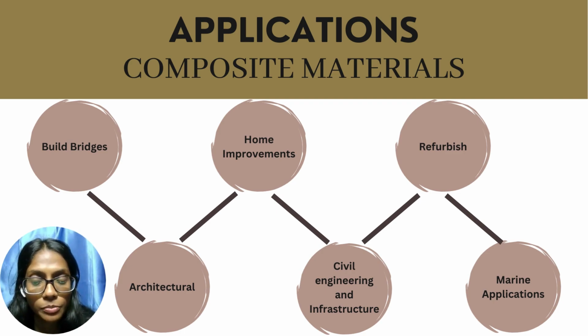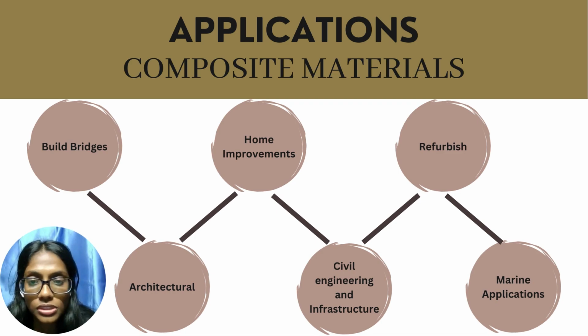Besides, refurbishment is another use for composite materials. They can be used to reinforce existing structures like cooling towers, beams, floors, columns, chimneys, and others. Moreover, composites can be used to make architectural features like facades, cladding, domes, roofing, and structures like cupolas.